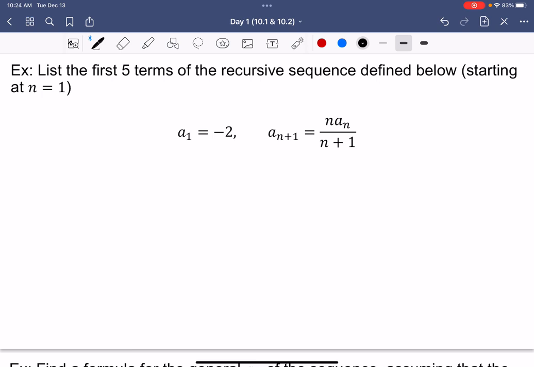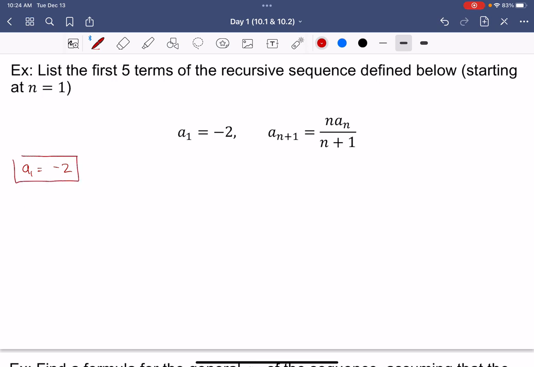So the example says, list the first 5 terms of the recursive sequence defined below, starting at n equals 1. This time it's telling us that a sub 1 is -2 and a sub n plus 1 is n times a sub n over n plus 1. So a little good news, bad news here. The good news is that the first term is probably the easiest part of this. A sub 1, they have given us, that is -2.